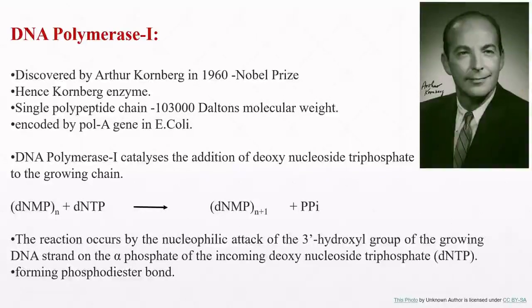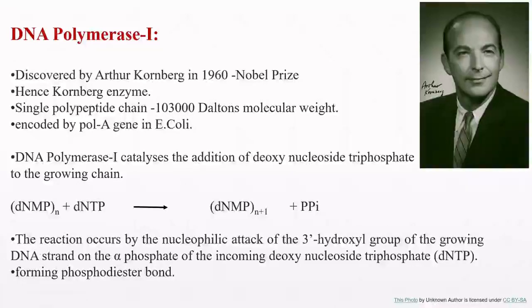DNA polymerase 1 is the first discovered DNA polymerase. It was discovered by Arthur Kornberg in 1960, for which he got the Nobel Prize. Hence, it is also called Kornberg enzyme. DNA polymerase 1 is a single polypeptide chain with 103,000 Daltons molecular weight. It is encoded by the polA gene in E. coli.